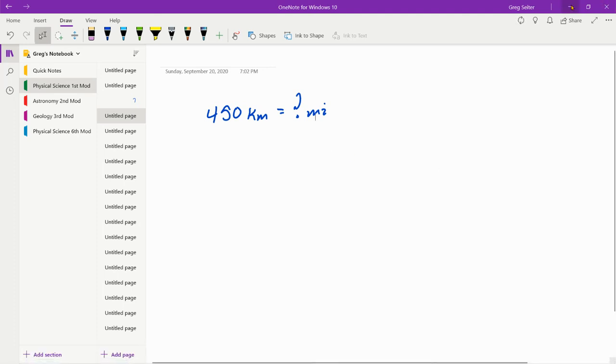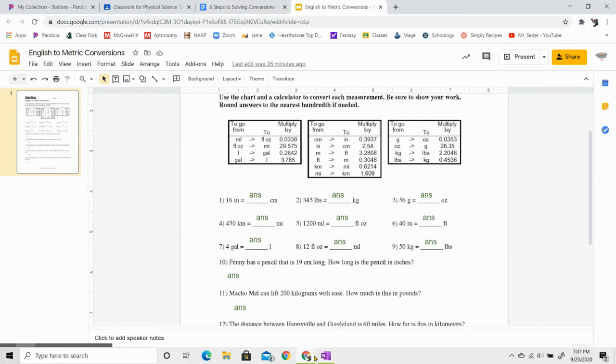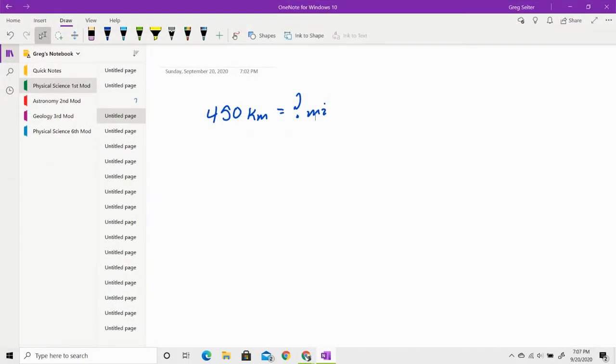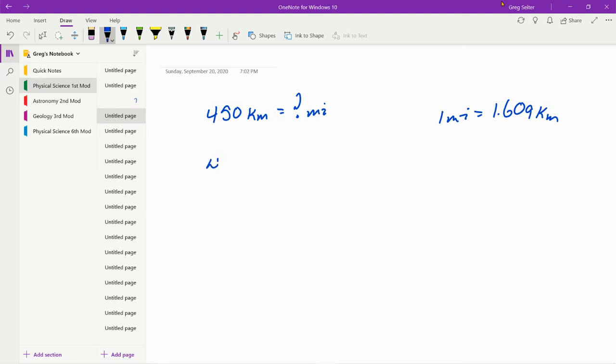And let's go look at our conversions. Okay, here's our distance conversions. 1 mile is 1.609 kilometers. So let's write that down. One mile equals 1.609 kilometers. All right, so I've read the problem, I wrote it down, got my conversion. Let's start it out then.